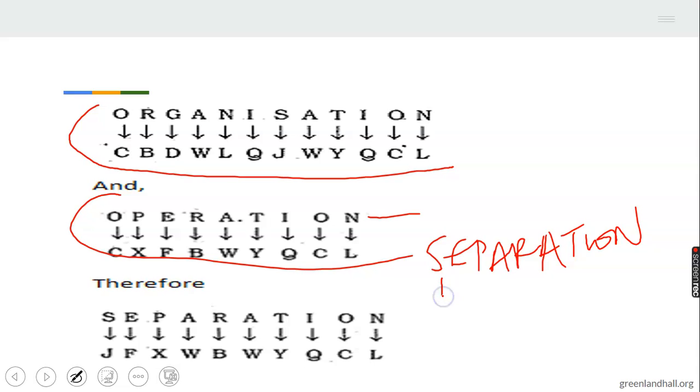So you ask yourself, S is what? Now if you look at what we have here, S, can you see S here? S is what? That's J. E is what? We have E in the second part. E is what? That's F.